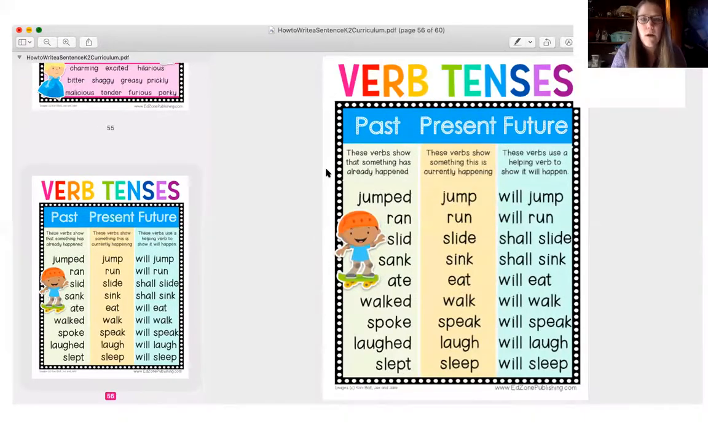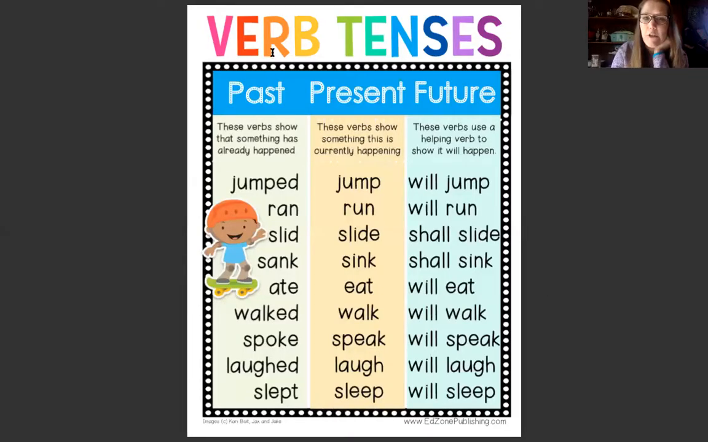Okay, so on this it says verb tenses. Past is in this column, present tense is in this column, and future tense. So remember, past verbs show that something has already happened. Present tense verbs show something is currently happening, so happening right now. And future verbs use a helping verb to show when it will happen. Don't worry about the future verbs. We're going to talk about those tomorrow. Focus on the past and the present.